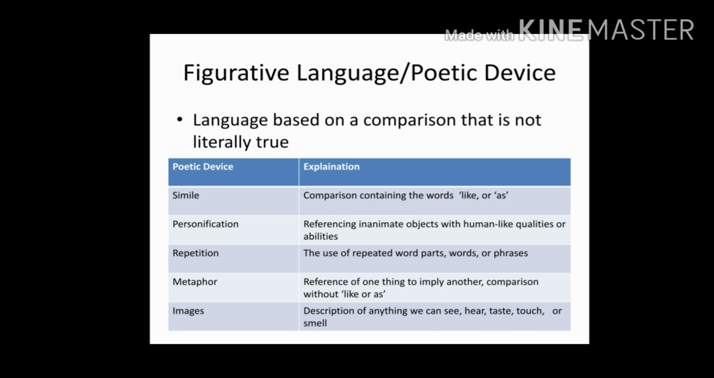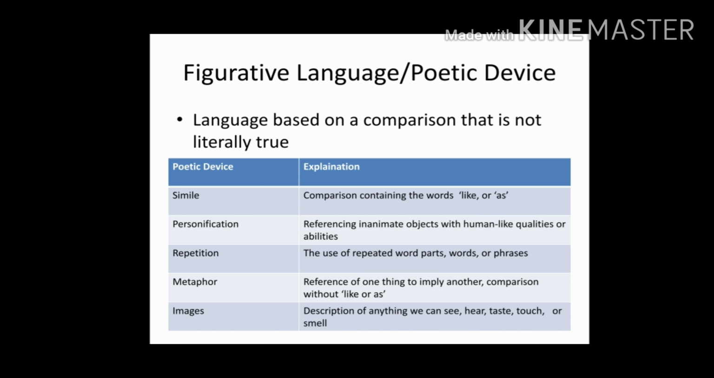Now let us talk about figurative language used in the poem. We generally use poetic devices in order to extend the real meaning of the poem with the help of certain figures of speech. Figurative language is a language that is based on a comparison that is not literally true. So, you will find in this poem simile, personification, repetition, metaphor, images, and many other literary devices like alliteration.